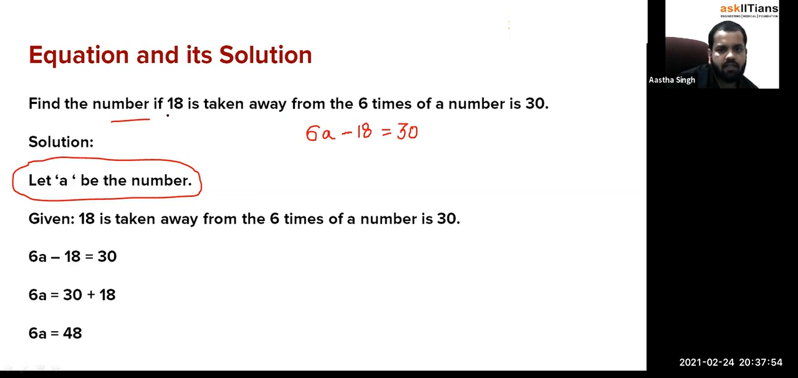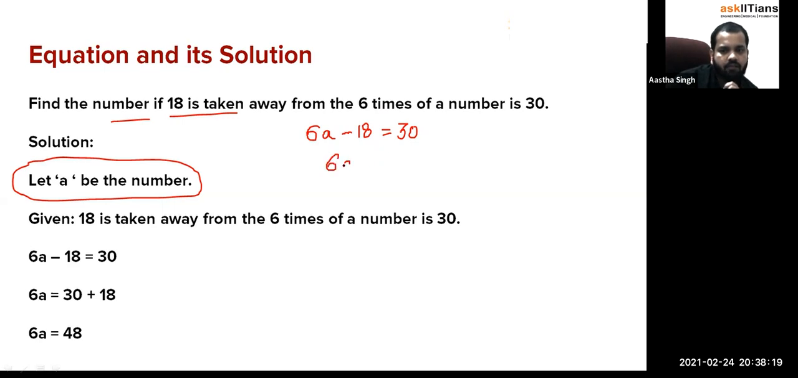If 18 is taken away from 6 times a number, suppose the number is A, and 6 times the number will be 6A. If you have taken 18 from 6 times the number, I think you got the point. You have taken 18 from 6 times the number, and hence the remaining is 30, right?